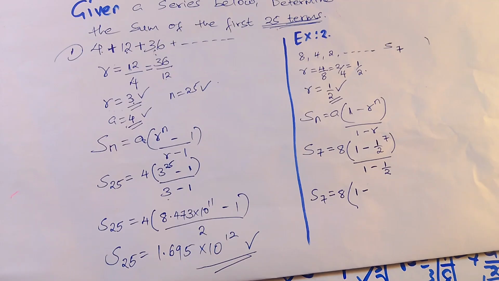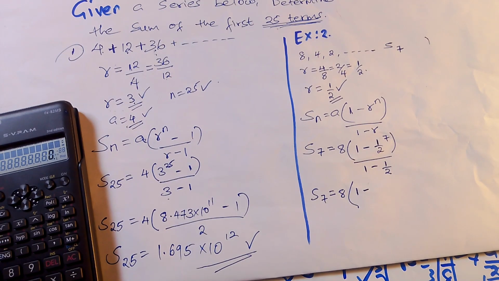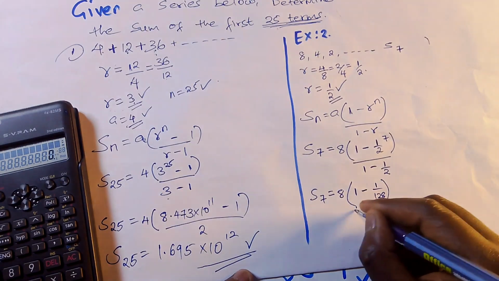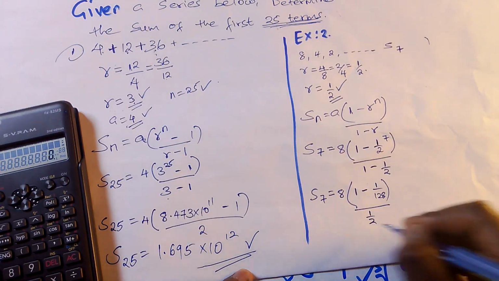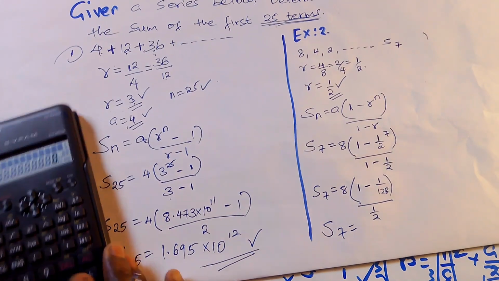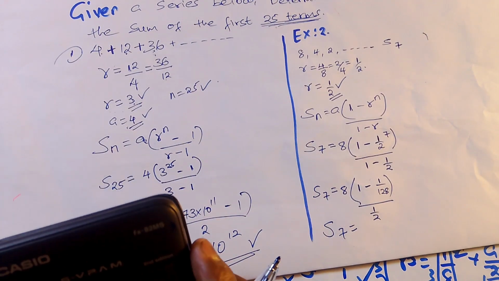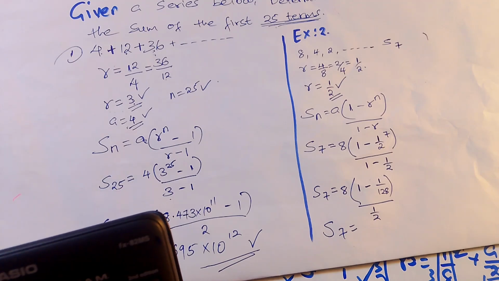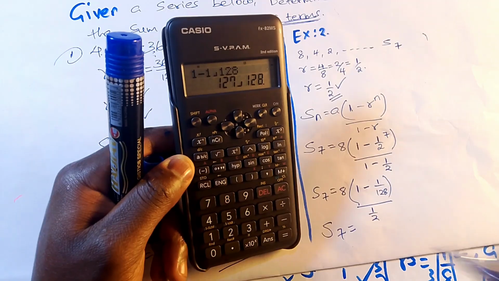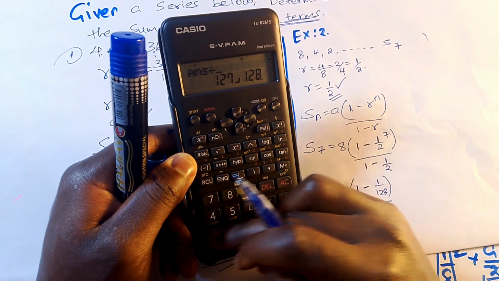1/2 to power 7 will be equal to 1 over 128. Then divide by 1 minus 1/2, which is 1/2. So the sum of the first 7 terms will be equal to 1 minus 1 over 128. It will be 127 over 128. Then we divide with 1/2.